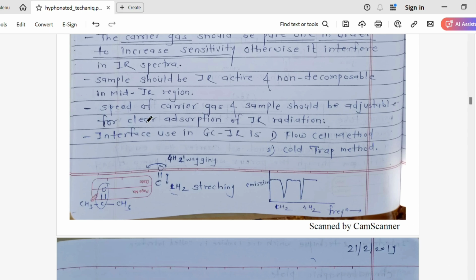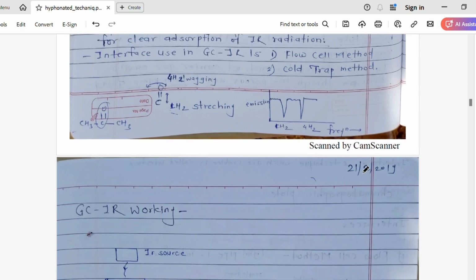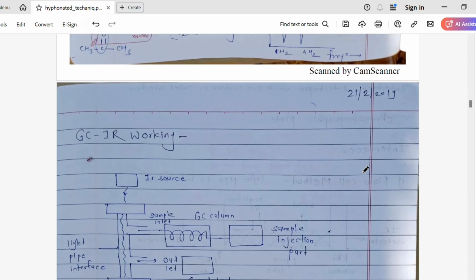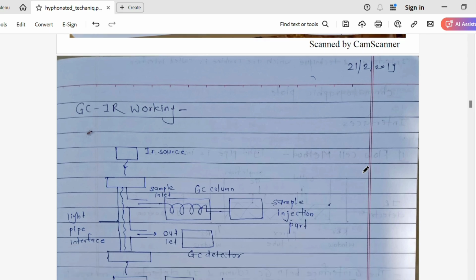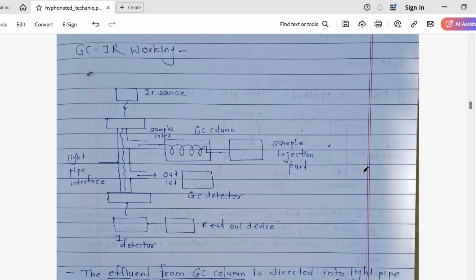Samples should be IR active and non-decomposable in the mid-IR region. The speed of the carrier gas and sample should be adjustable for clear absorption of IR. Here two interfaces are used. One is the flow cell method and the second is the cold trap method. So first we discuss the working of this technique, and after that we are going to see the interfaces.